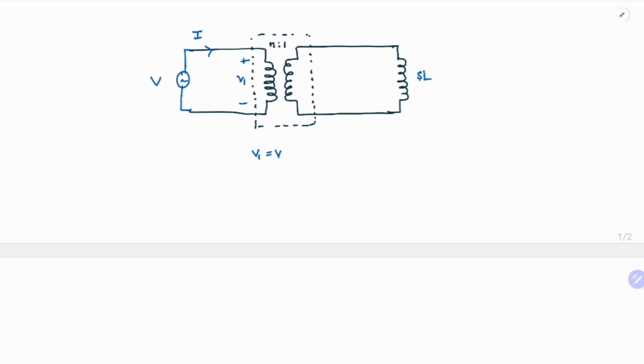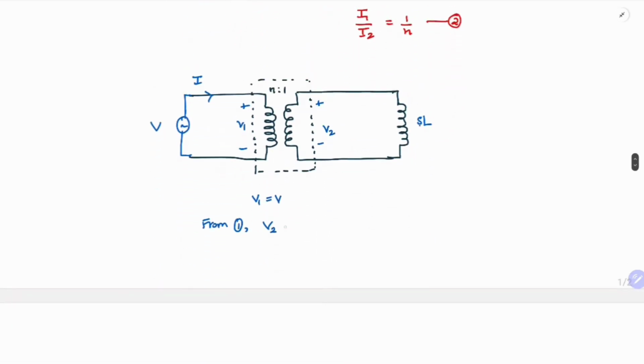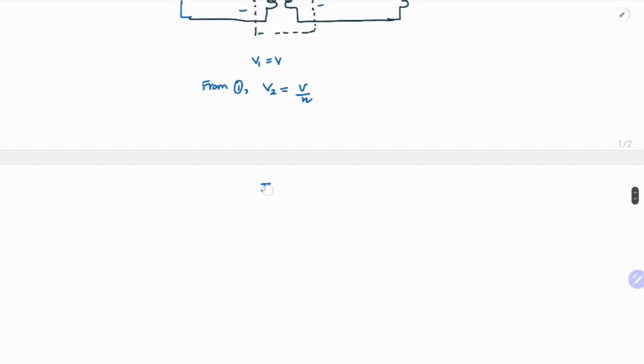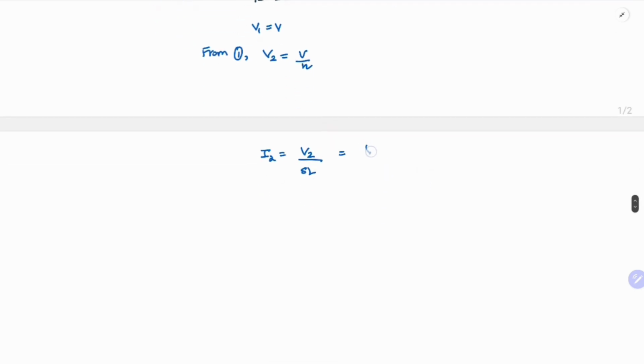Okay. So once I connect V here, what does V1 become? V1 becomes V. Then from 1, what will be V2? So this is V2. So if you go back, V2 is equal to V1 by N. So V2 is V by N, right? So now V2 is V by N. What is I2? I2 is nothing but V2 by SL, right? The voltage by the impedance. So this is nothing but V by N into SL.